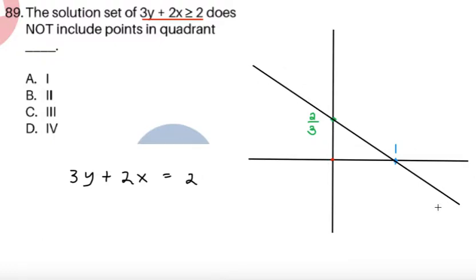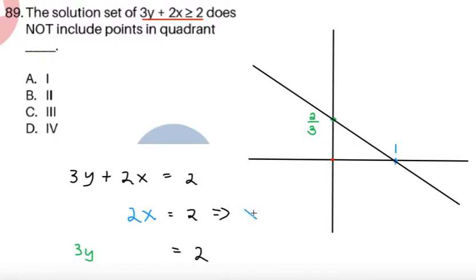Now how do we get this black line? I like to get the intercepts. So we cover the y, we cover the 3y here. So 2x equals 2. That's how we get the x-intercept. And if you cover the 2x, we get that 3y equals 2. And just get the respective values of x and y.